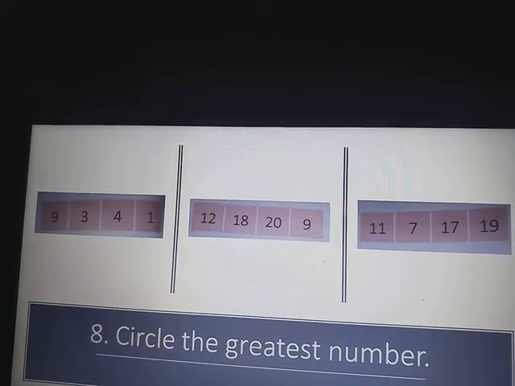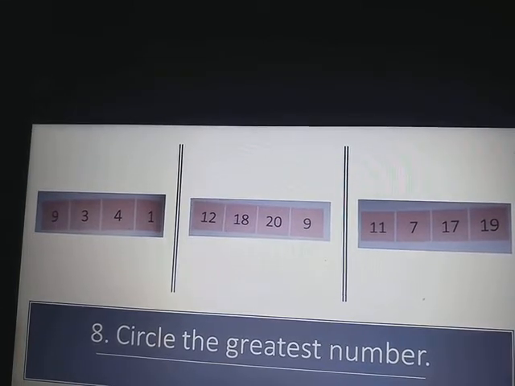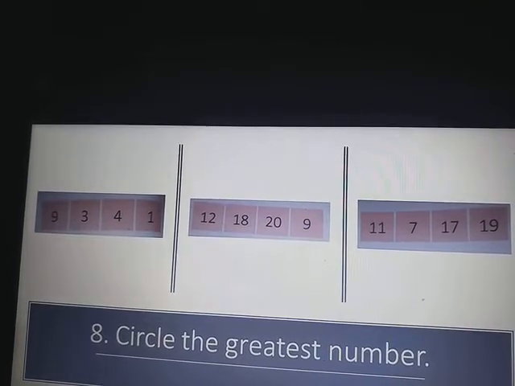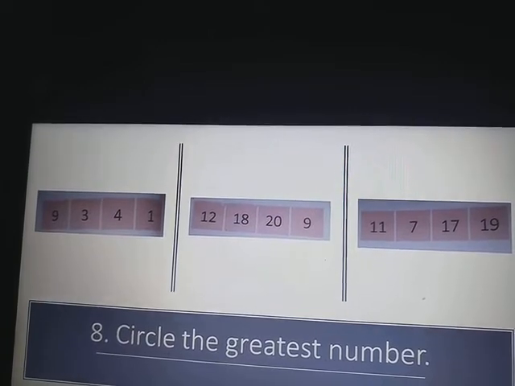Circle the greatest number. Now just the opposite. Whichever number is greatest, you have to circle that number. Understood?